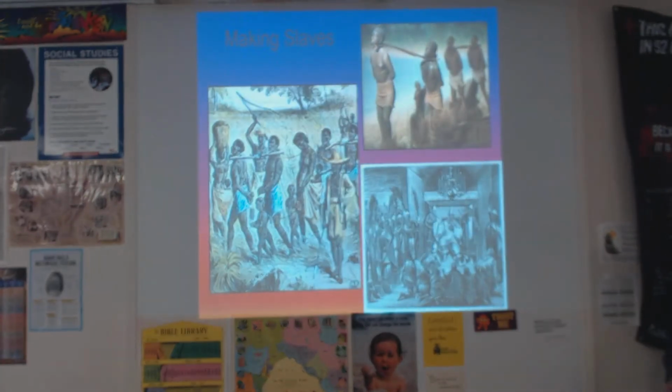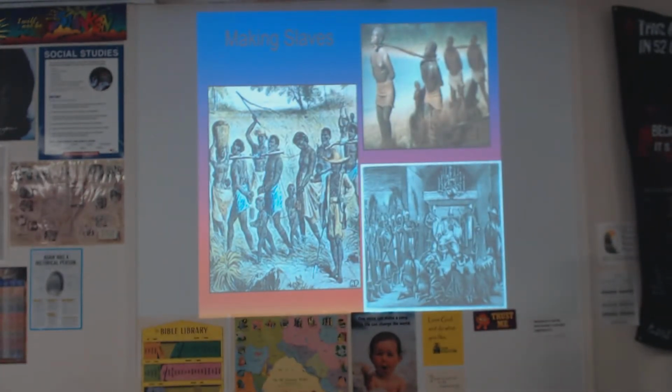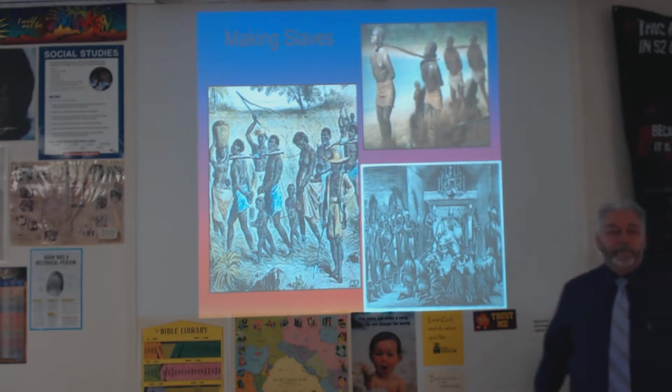All right, so let's look at slavery. First of all, making slaves. Where did slaves come from? From where did they come? When we're talking about slavery in the United States, they came primarily from Africa. How did people become slaves to begin with?